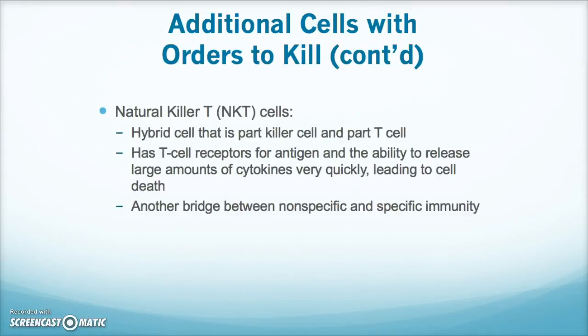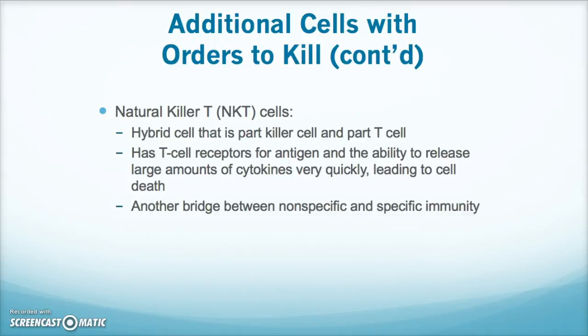The last type of cell that's a little bit straddling the nonspecific and specific immunity is natural killer T cells, or NKT cells. These are like the killer cells that we just talked about, but also like T cells. They actually have T cell receptors for antigens, and they can release cytokines, which is a hallmark of those T cells. They can also kill cells, so they're very quick to do that. And they do not have memory cells, though, so that's again why they are between nonspecific and specific immunity.